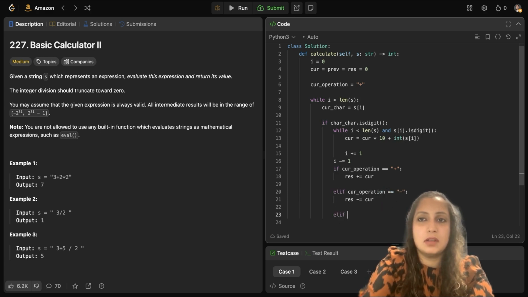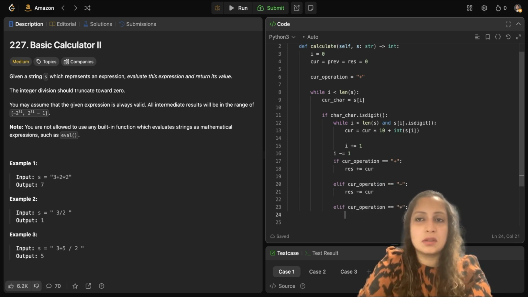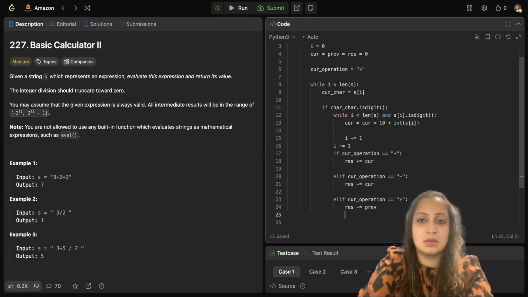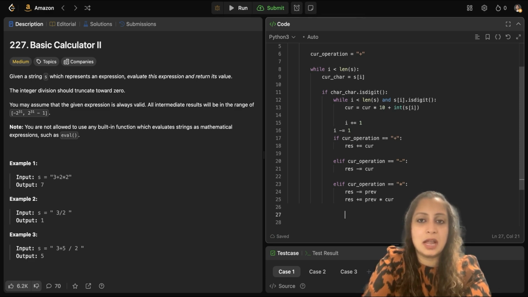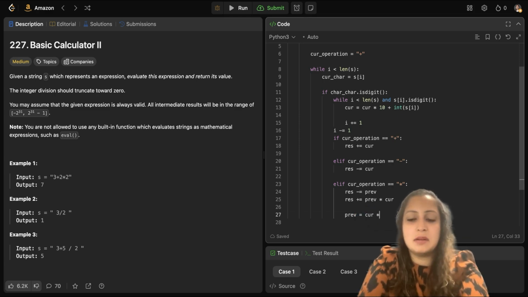Now, else if my current operation is multiplication. In such a scenario, the solution would be more complex because I will have to reverse what I was doing earlier. As we discussed in the example as well, I will first subtract my previous value from the result, which is saved in the previous variable. And then I will update my result by adding previous multiplied by current to it. And once I have done the multiplication operation, I will update my previous. My previous would be current multiplied by previous.